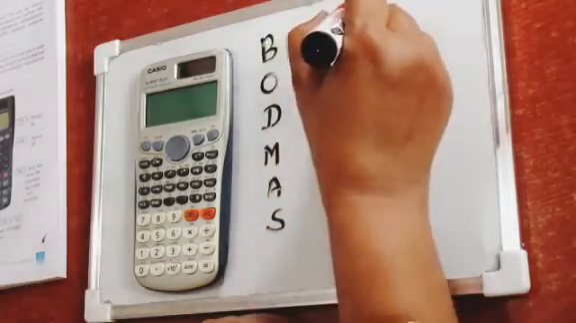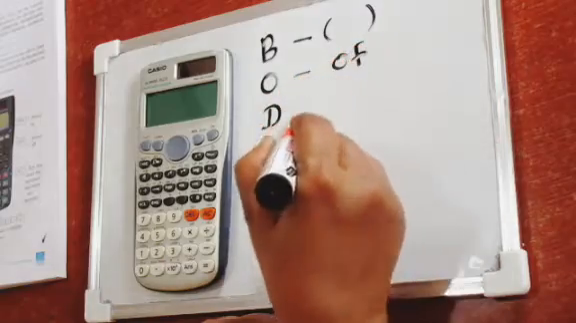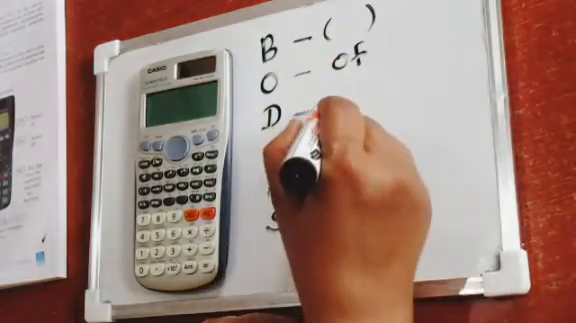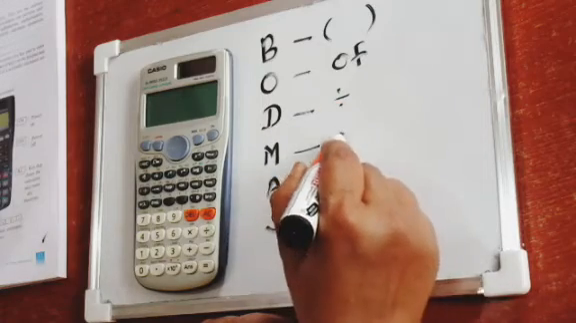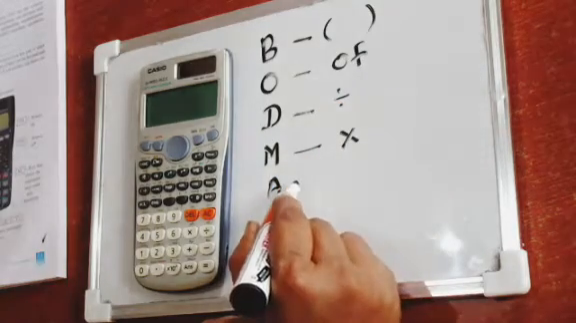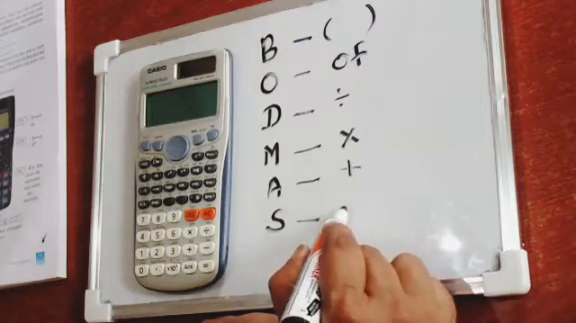B brackets, O of, D division, M represents multiplication, A and S represent addition and subtraction.